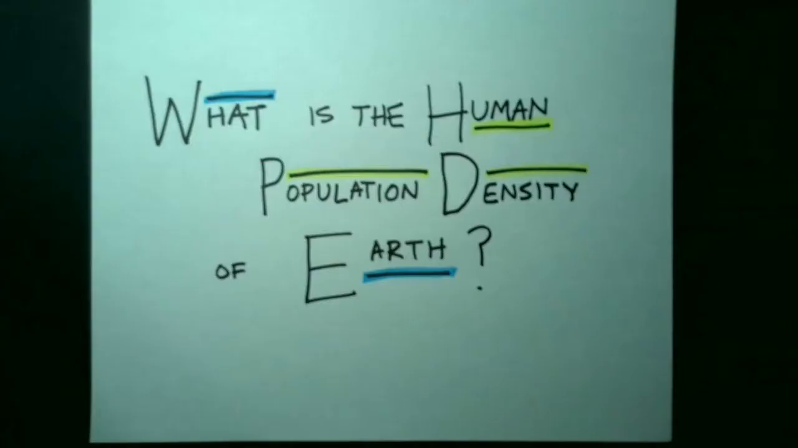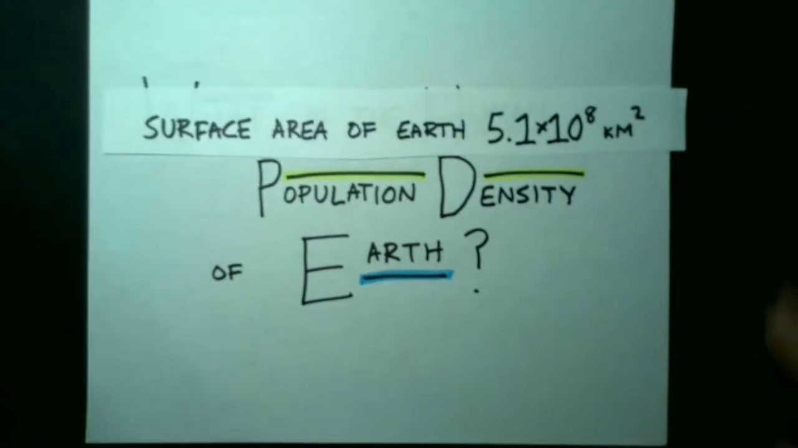What is the human population density of Earth? This sounds like a question that could be easily answered with one number. What's the surface area of the Earth? It's about 510 million square kilometers.